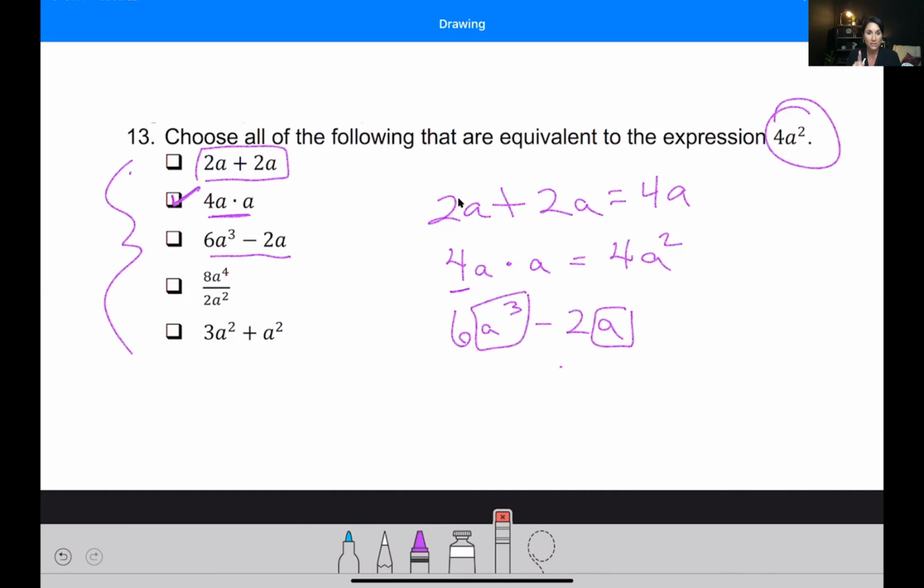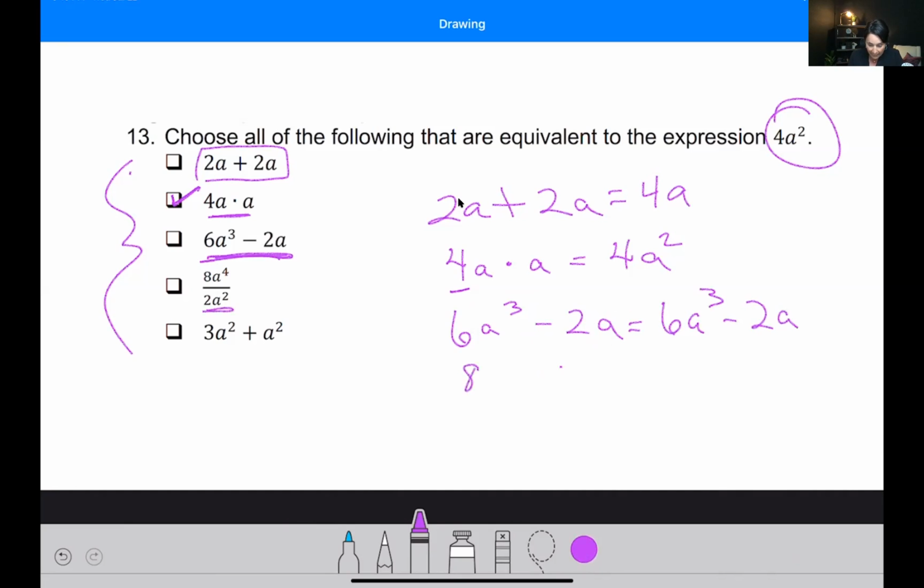This expression is reduced as far as it will go. You have to just keep it here, okay? So make sure that you know that this is as far as it goes. You can't take it any further. So I'm not going to choose box 3, all right? This is 6a to the 3 minus 2a. Can't do anything there.